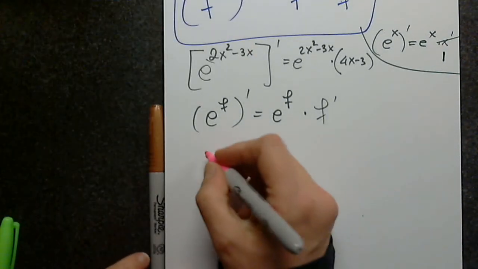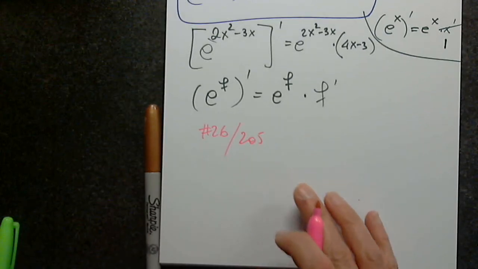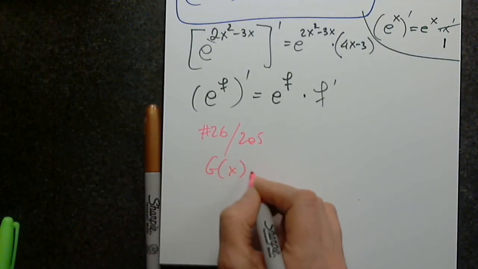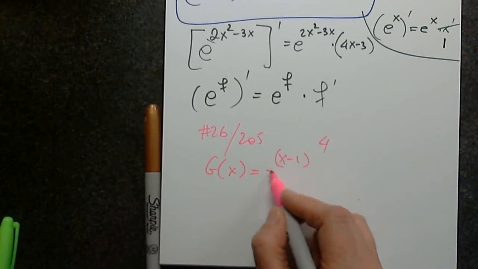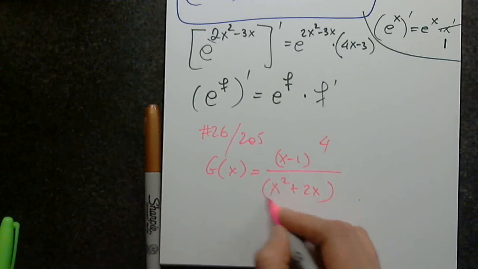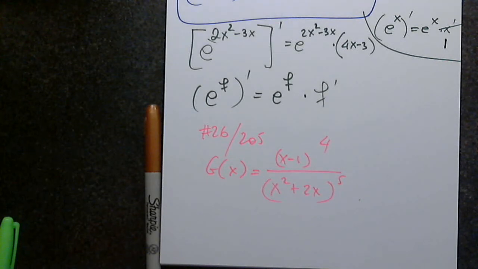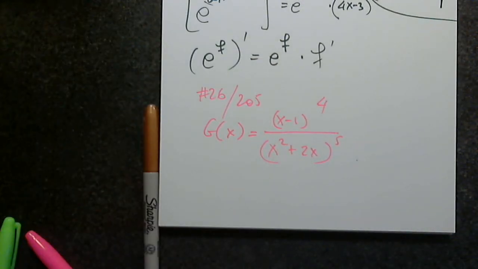So 26 on page 205. I'm going to use x instead of y just for simplicity. So x minus 1 to the 4th power, over x squared plus 2x to the 5th. I think it's the 5th, isn't it? Yes. Well, this is a big deal. This kind of problem is a big deal for the next chapter.